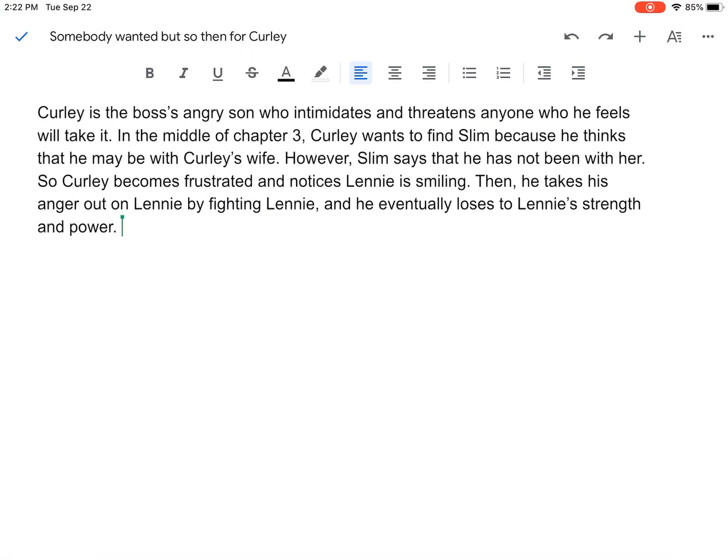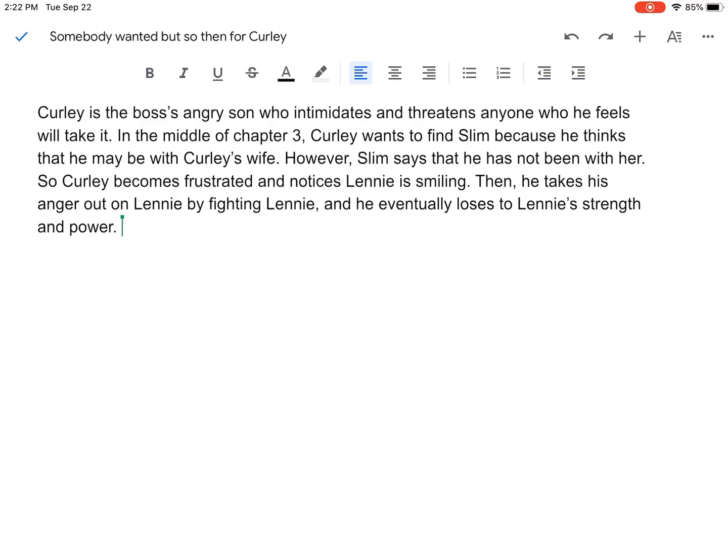First sentence: Curly is the boss's angry son who intimidates and threatens anyone who he feels will take it. You want to describe the character for the somebody sentence. The wanted sentence: In the middle of Chapter 3, Curly wants to find Slim because he thinks that he may be with Curly's wife. So that's the desire that Curly has in that second half of the chapter. He wants to find Slim because he fears that he might be with his wife.